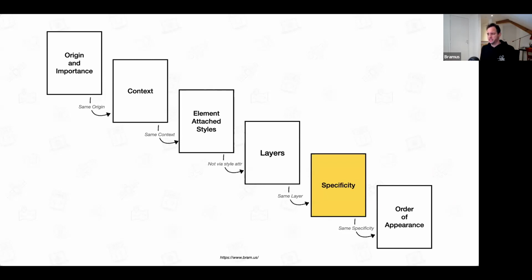And then specificity, that's the next criterion. So if layers have defined a winner, then the cascade will stop right there. If it hasn't at the very moment, so if your competing declarations are from the same origin, or from the same context, are not set using the style attribute, and are part of the same layer, then the cascade will check the next criterion, which is specificity, a concept I hope that many of you already know. But yeah, there are some caveats with it.